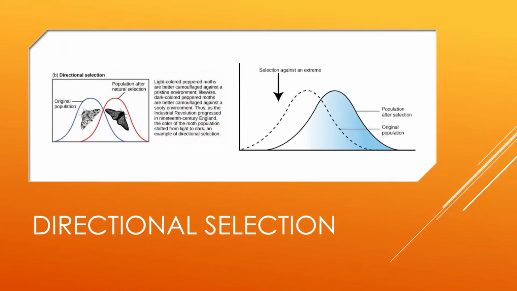So first, directional selection. This is where you have a shift towards one end of the spectrum or the other over many generations. So going from intermediate more to one side or the other. You can see that in the image with the dashed line being the original population and the shift over with the solid line. An example of that would be light-colored peppered moths are better camouflaged against a pristine environment. Likewise, dark-colored peppered moths are better camouflaged against a sooty environment.